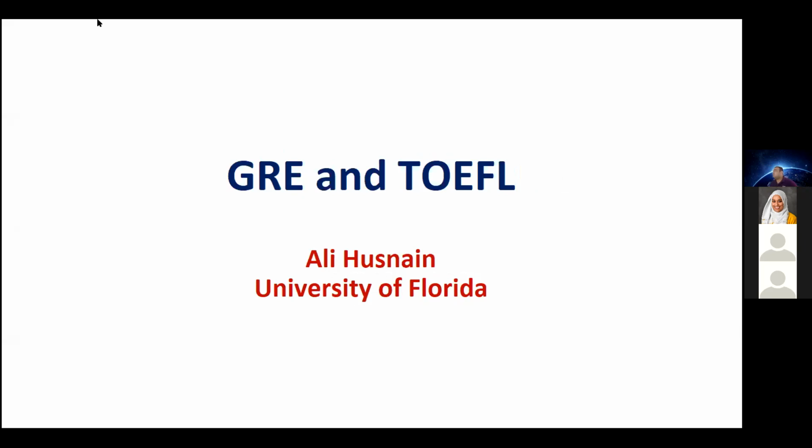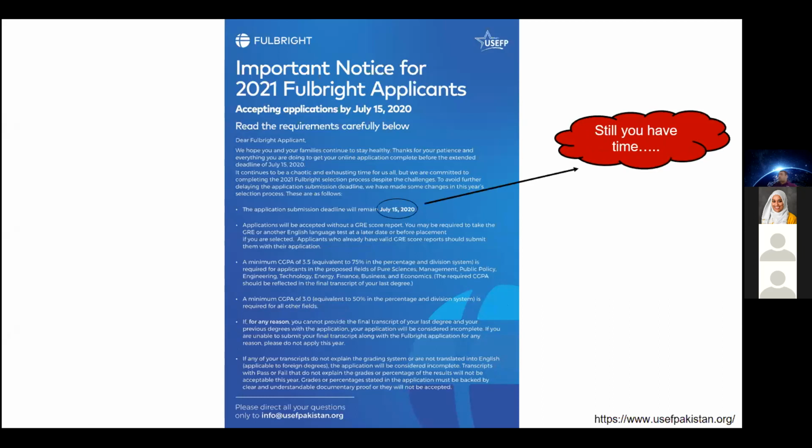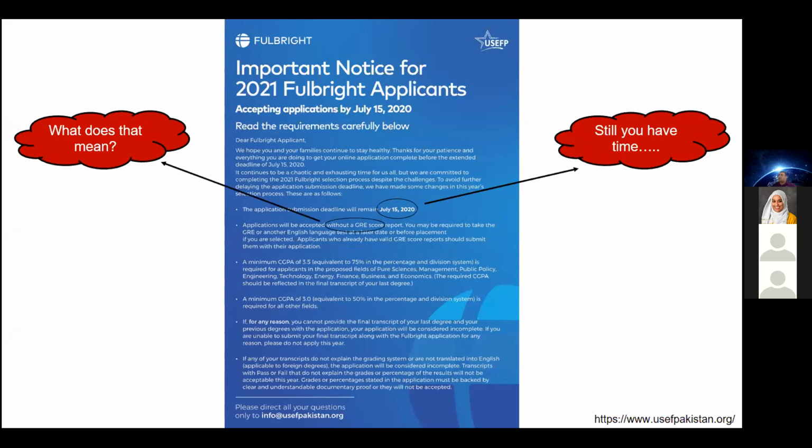And before going into the discussion, I would like to give you a few insights regarding this notice. Perhaps the majority of people have seen this notice, but I would highlight a few points. The date is 15 July, which is the last date. You still have time, perhaps 11 days, but don't leave it too late, otherwise you would not be able to apply. And the second aspect with this notice is your application would be accepted without a GRE score.